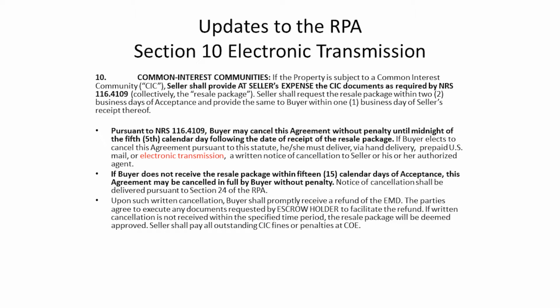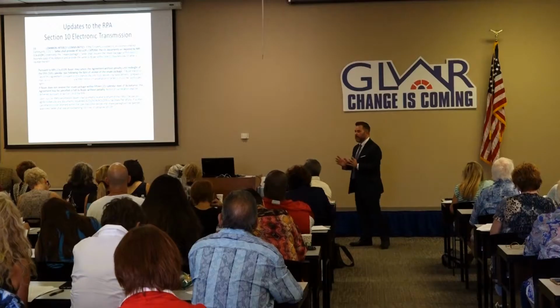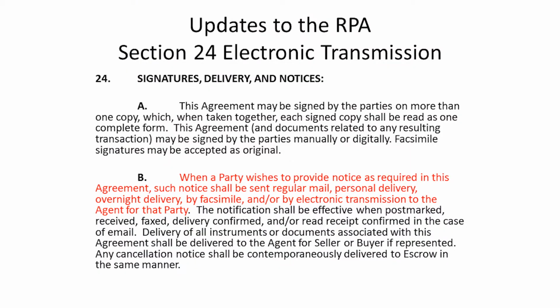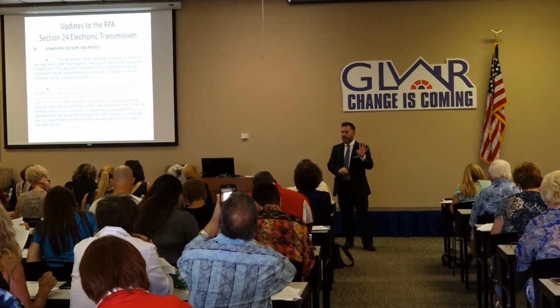Okay? So, they changed the statute and they added the language in red. And that's straight from the statute, electronic transmission. So section 10 and section 24, which is our notice, delivery, and signature section, has also been updated to reflect that. So what does that mean for you? It means that if I'm your buyer and I want to cancel the CIC package, you can send it to the seller via fax, you can send it via email, you can hand deliver it, or you can also do US mail. Those are your four options by which to serve that.